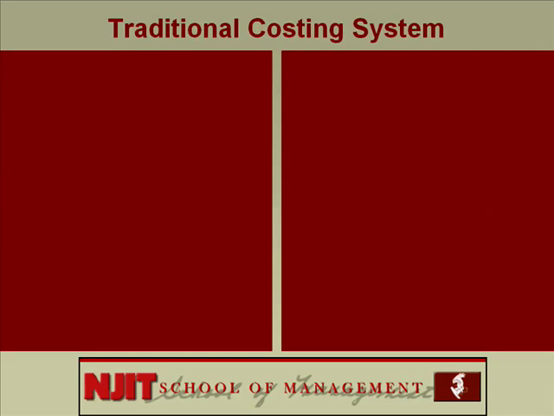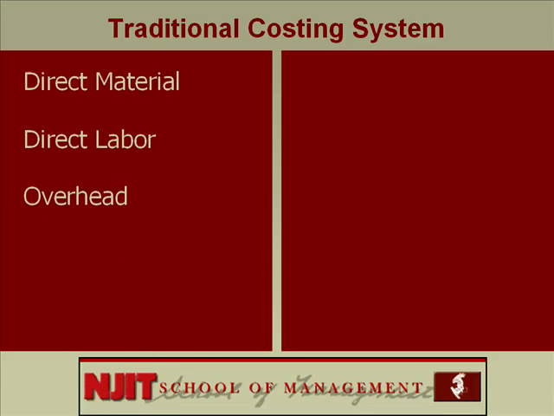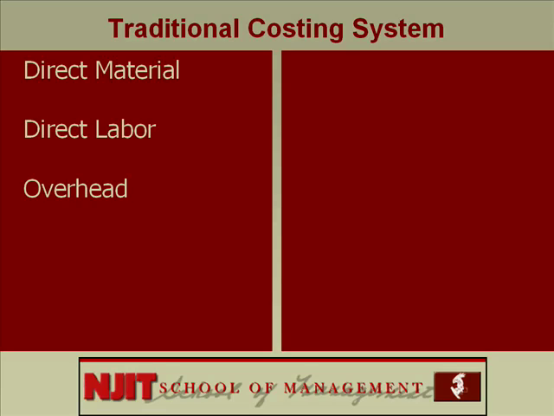The traditional costing system. How does the traditional costing system work? Let me give you an example. Let's take an auto repair shop. When you take your car in for repairs, how do they cost the job? The way it works is as follows. For each job, they compute the material, how much labor went into it, and overhead. Then they total it up.